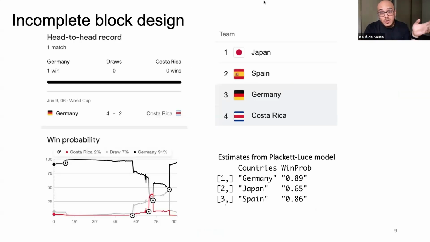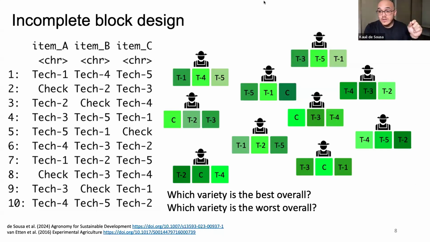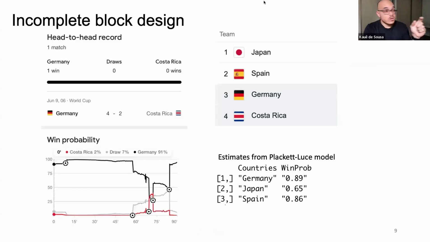I have this slide on the incomplete block design, which is funny for people who like football. I will not extend on that, but people always say, oh, I want to have the Czech variety in all my blocks. Why don't you put the Czech varieties in all the farms? And my answer is, you don't put Germany to play against all the teams in the same game, no? So this is something that I got from the last FIFA World Cup.